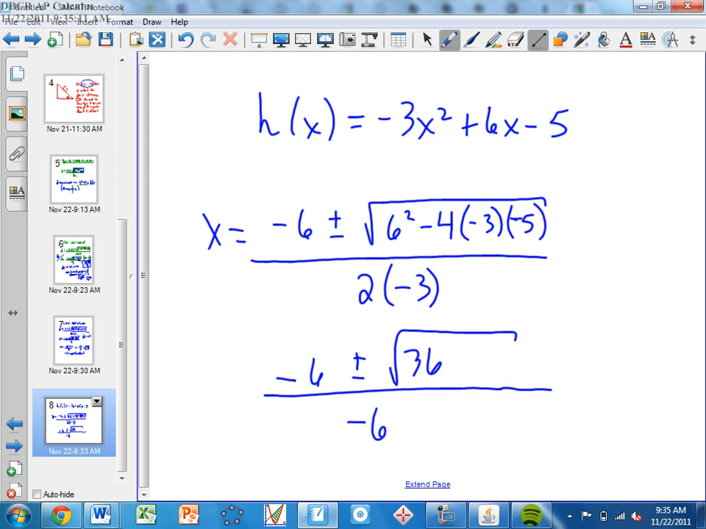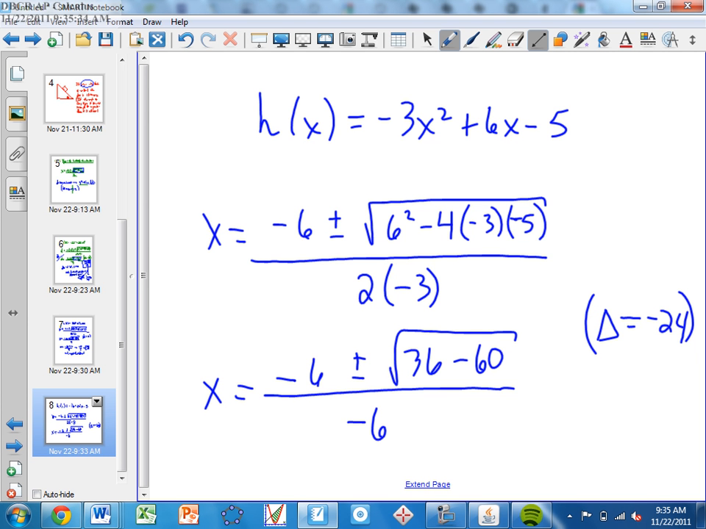So here, 4 times 3 is 12. 12 times 5 is 60. So this is going to be 36 minus 60. Clearly, we're going to notice this time that our discriminant is, very good, negative, which makes our roots imaginary. So here, when I do 36 minus 60, what do I get? Negative 24. Very good, negative 24.